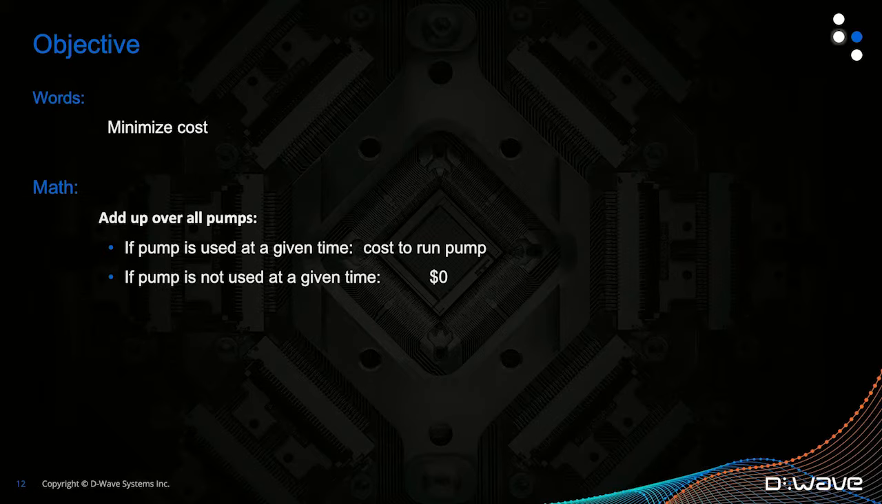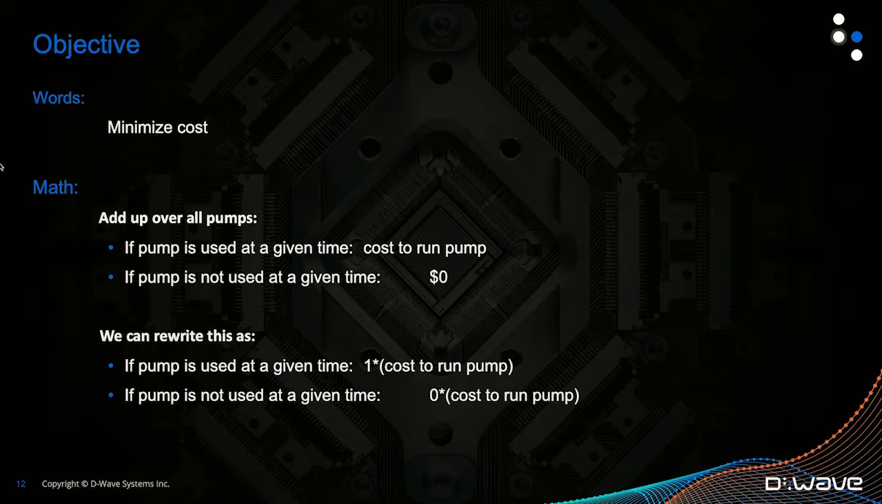Well, we can look at the pumps. Looking at these bullets on this list, if a pump is used at a specific time, like in the morning, then there should be the cost to run that pump, whatever the assigned cost was. If we're not using the pump at a given time, then the cost to run it is going to be 0 because we're not using it. So basically what we want to do is take each of those binary variables and multiply it by the cost.